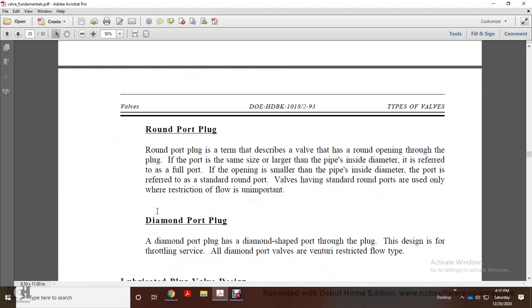Your round port plug. Round port plug is a term to describe the valve with a round opening through the port. If the port of the plug is the same size as the pipe's inside diameter, it is referred to as a full port. If the opening is smaller than the pipe's inside diameter, the port is referred to as a standard round port. Standard round ports are used only where restriction of flow is unimportant.